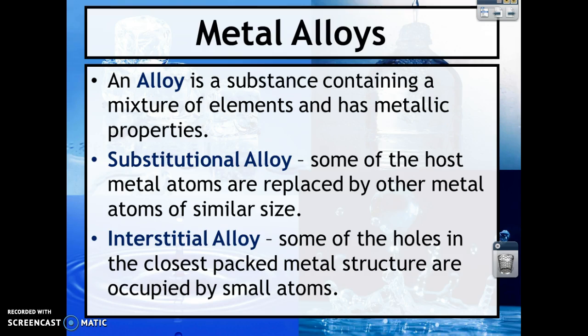Then there are what we call interstitial alloys. These are like filling in those little holes that are occurring naturally between the atoms. So 2 different types here. Of course, if we're filling in holes, these must be smaller atoms.